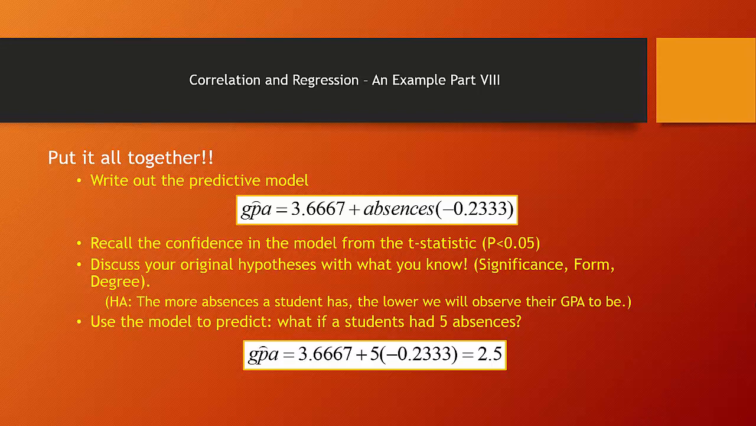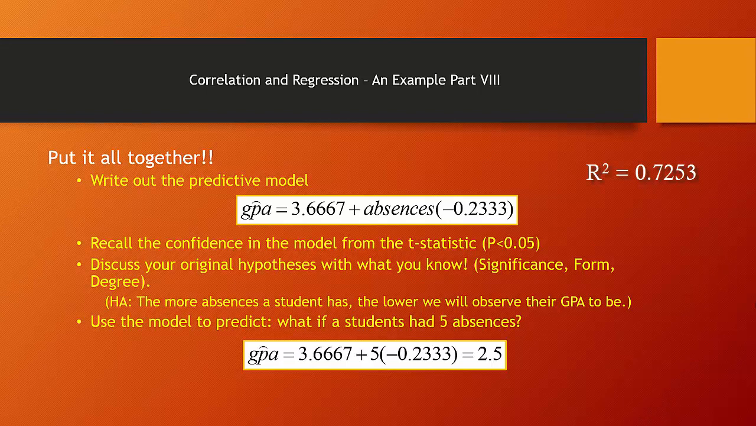So we can come up with a statement that might say something like this. We can be more than 95% confident that we can reject the null hypothesis when we claim that there's a relationship between absences and grade point average. Moreover, we know that our model, given our r squared, tells us that 72.5% of the variation in a student's grade point average can be explained if we know the number of absences that they have.